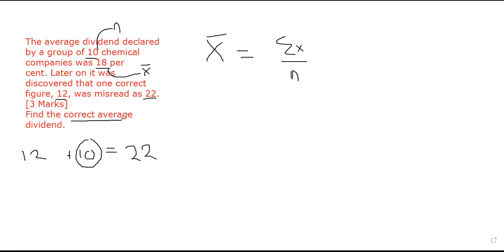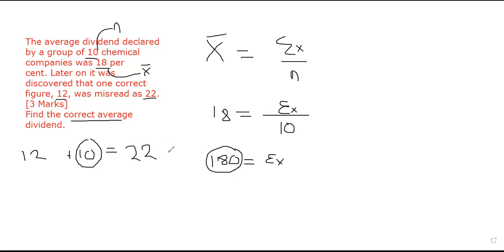So what we're going to do is our mean was what? 18%. The sum of these 10 companies, we don't know, but we can calculate it by cross multiplying. So 18 by 10 is 180. So summation of X was giving us 180. But we've discovered that from this 10, there's one element in this 180, which was wrongly written. Instead of 12, we wrote 22.